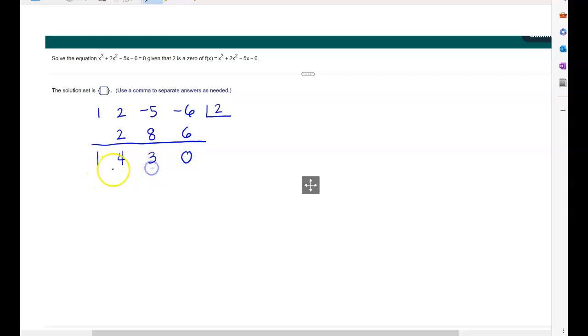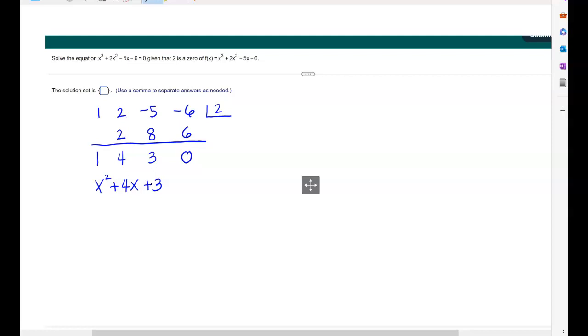Now, the numbers here are actually the coefficients of the factor. So the factor will be a polynomial expression which is 1 degree less than the original expression. So this expression is of degree 3. Then these numbers here are the coefficients of the factor of degree 2, a polynomial of degree 2. So you have x squared, the coefficient is 1. And the next one, this 4 here is the coefficient of x. And this is your constant, so plus 3. That's the other factor. Note that that is quadratic.